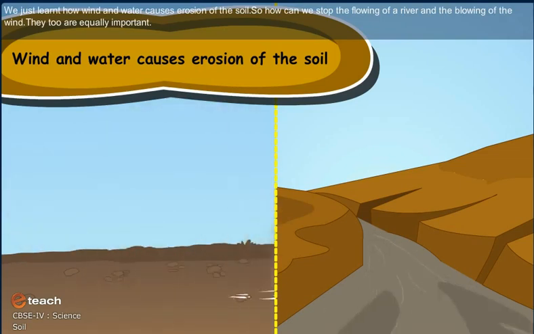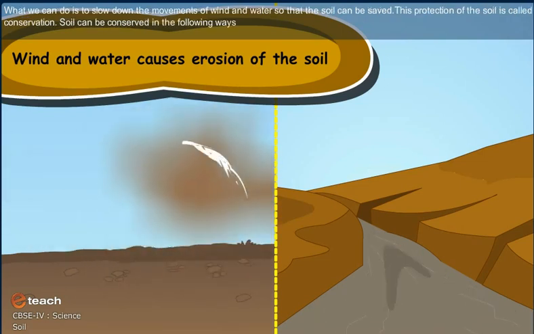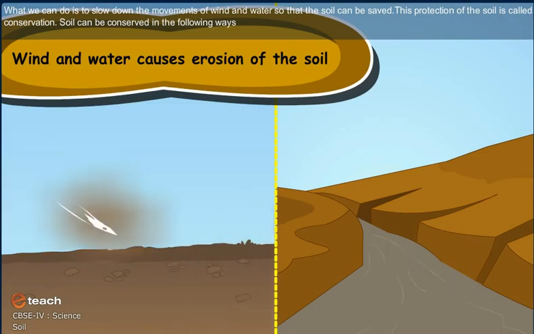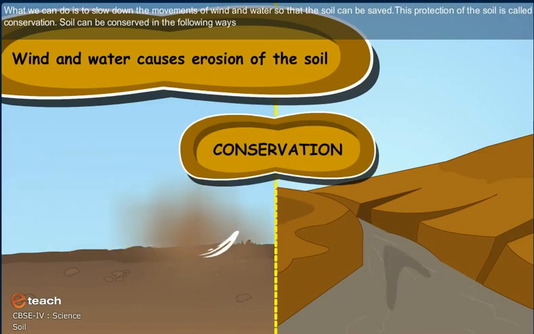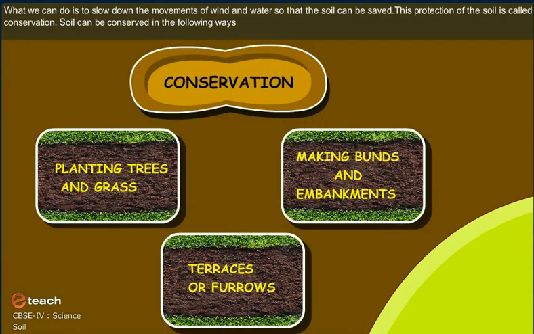We just learned how wind and water cause erosion of the soil. So, how can we stop the flowing of a river and the blowing of the wind? They too are equally important. What we can do is to slow down the movements of wind and water so that the soil can be saved. This protection of the soil is called conservation. Soil can be conserved in the following ways.